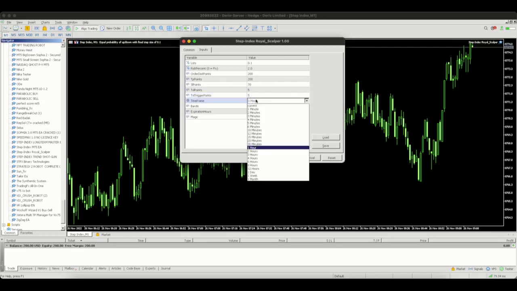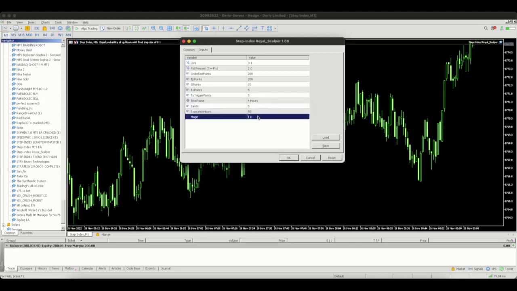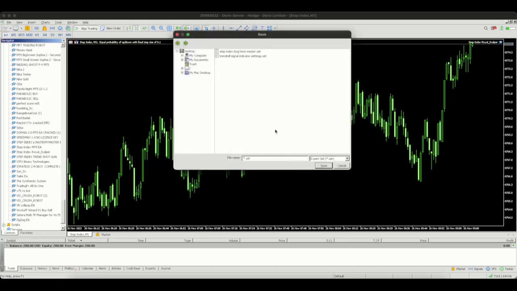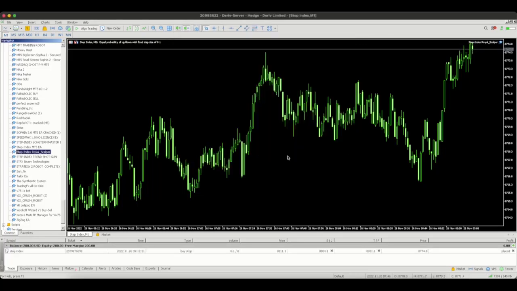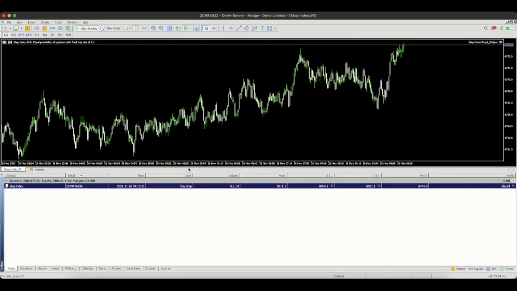Set the time frame to 4 hours for best in-depth technical analysis. Leave the bars end at 5. Set the trade expiration to 50 hours. And leave the magic at 111. Click on Save to create the preset file. Press OK to start analyzing the market with the robot. All set, I will leave the robot running.